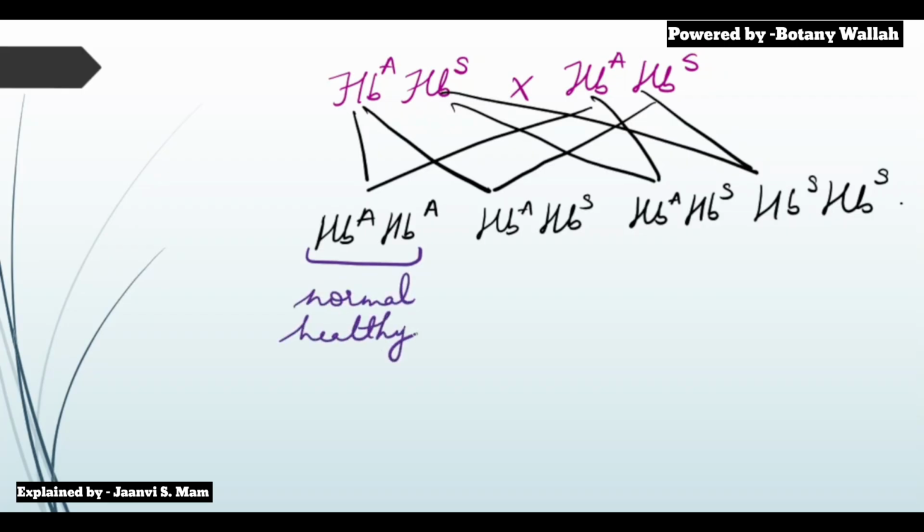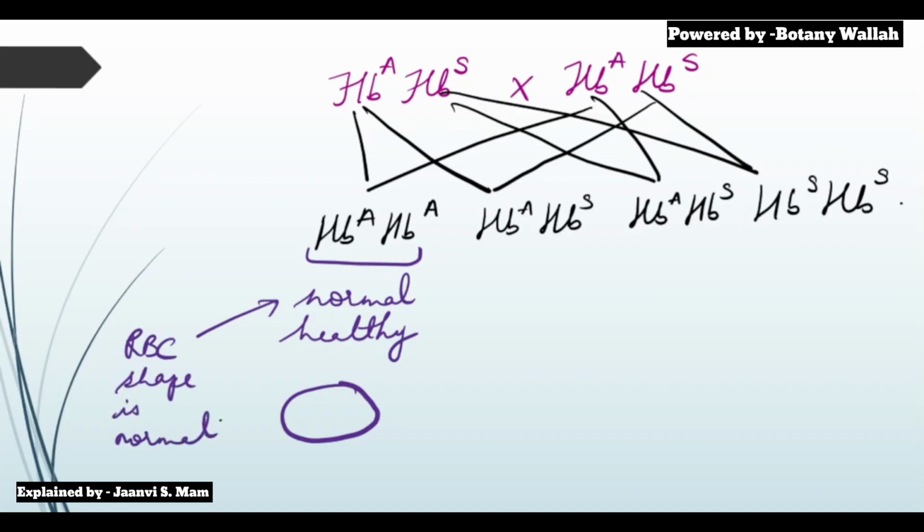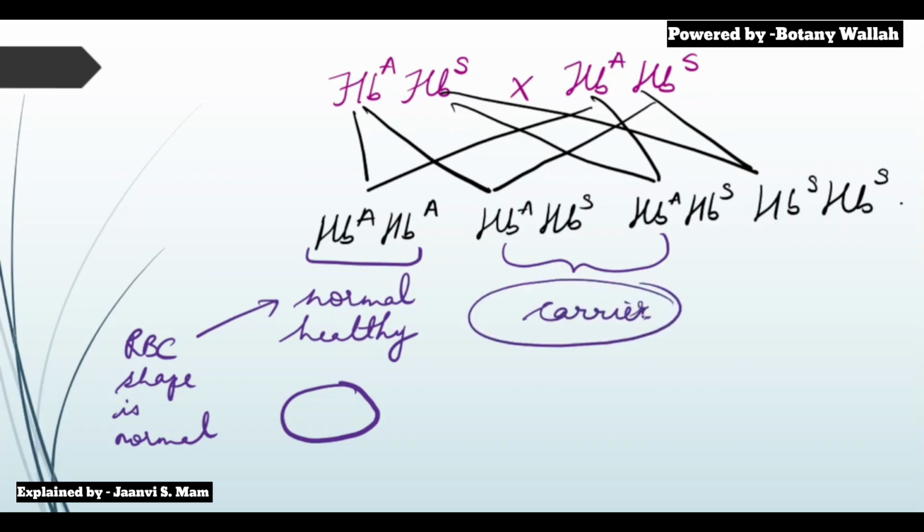Okay, this will be a healthy organism, means the RBC will be normal. The RBC shape is normal. But if we come towards this, there will be a carrier condition, sickle cell carrier condition. Means this is just a carrier in terms of genotype, but phenotype wise it will be normal. Okay, there will be no issue to this person.